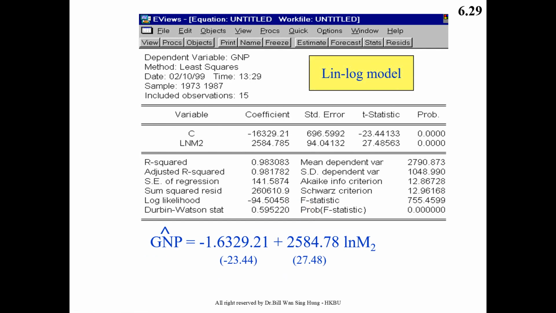This is the computer output, the eViews output of regression of GNP on the natural log of M2. So this is the linear-log model, and again these are the coefficients, these are the standard errors, these are the t statistics, and these are the p values, r squared, adjusted r square, and this is the estimated equation of GNP.